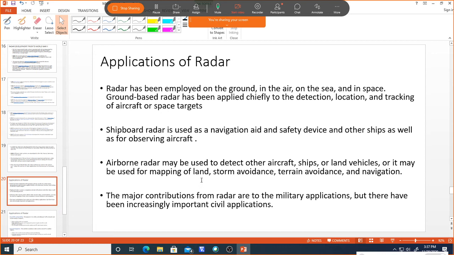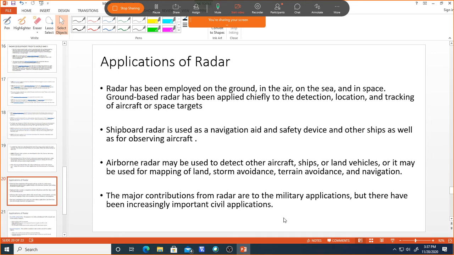And also in the agricultural field, where mapping of land is required, that mapping can be done using radar. And also storm avoidance, where weather radars can be used for this avoidance. And also terrain avoidance, where the navigation system goes, and if the terrain is not proper, that can be avoided and we can go to the other side. Like that, terrain avoidance will be there. And also, as I said, navigation.